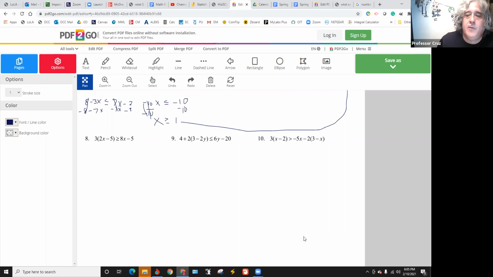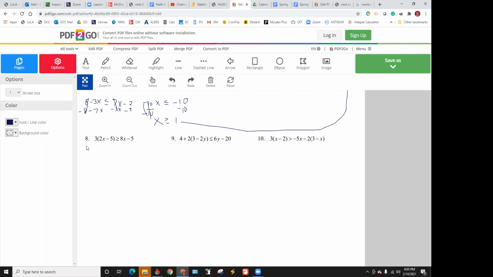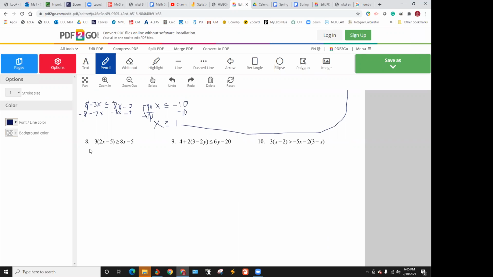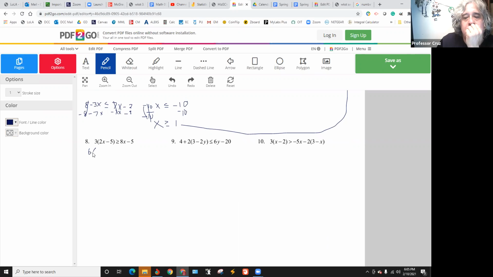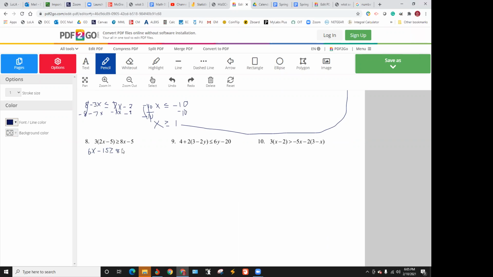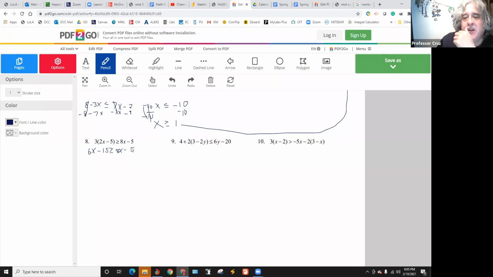Okay, what happens on number 8? You have to multiply 3 times 2 and it'll be 6x, minus 15. Yeah, 3 times that, so it's -15. And then the right side stays the same, because there's nothing multiplying that. And now we can just collect. Now, again, it doesn't matter what side you collect your x's on, as long as you apply the rule: if you end up with a negative variable, it's going to turn around.